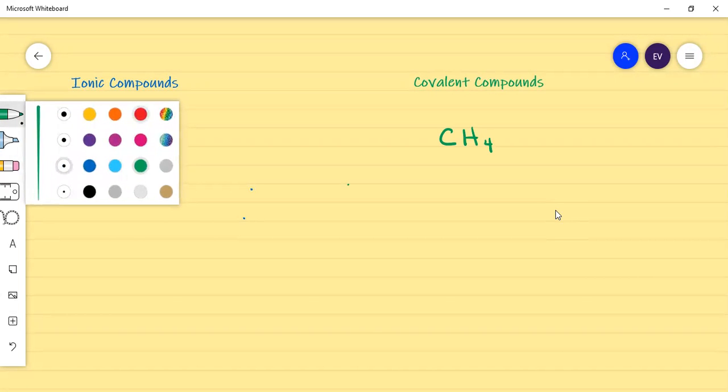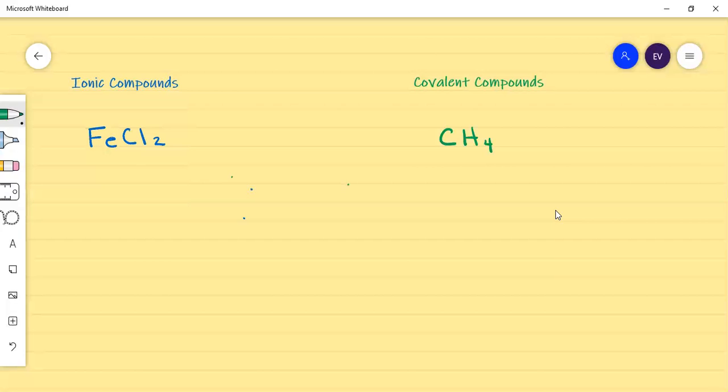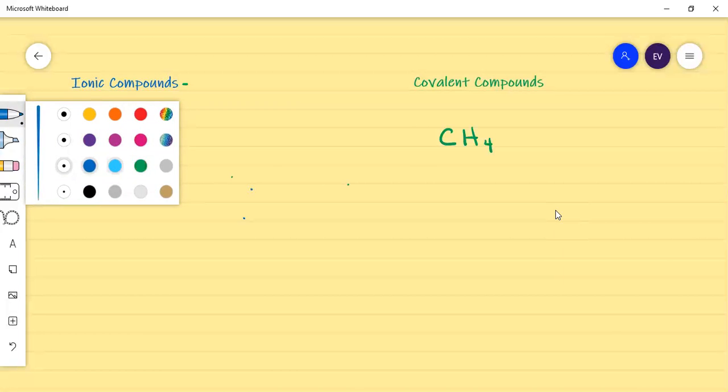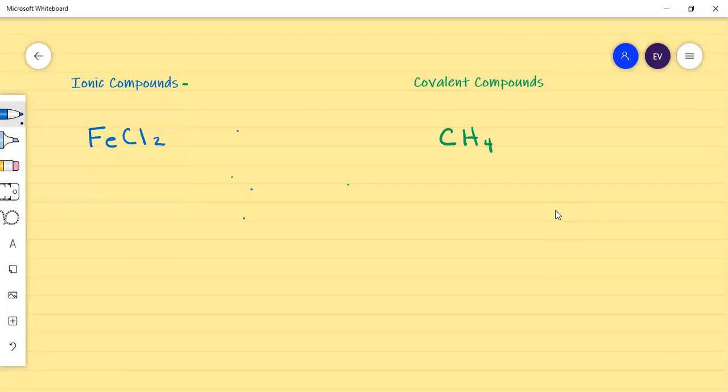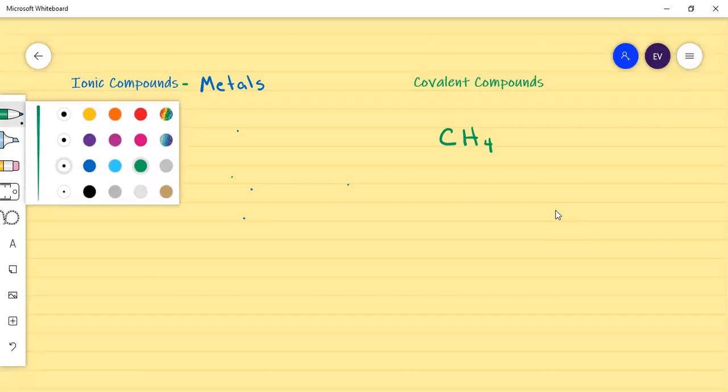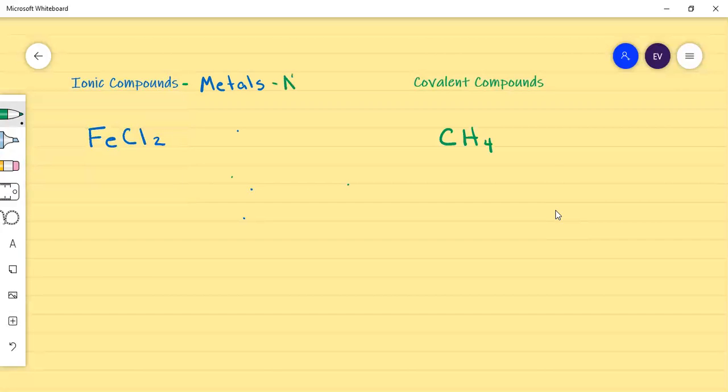Okay, so here's the first thing we've got to determine. We know that ionic compounds exist between two types of elements. They exist between metals and non-metals. So if we look at something that is a metal bonded to a non-metal, then we have to assume that it's going to be an ionic compound.